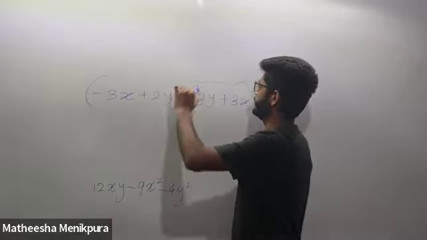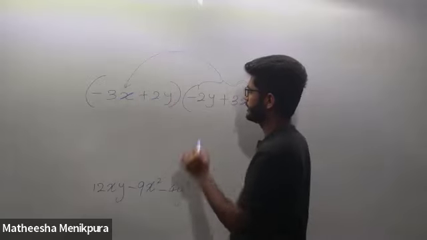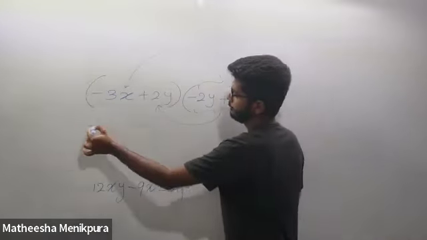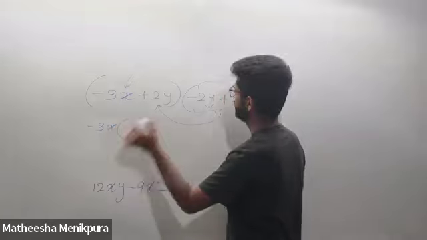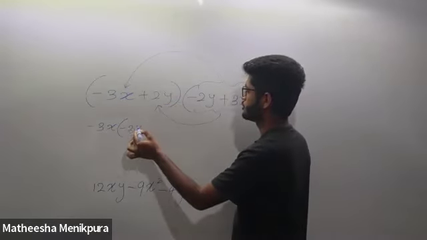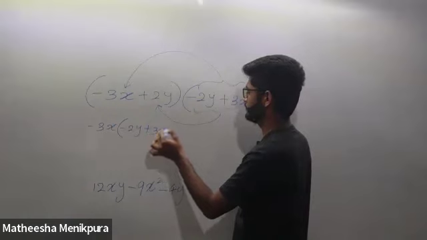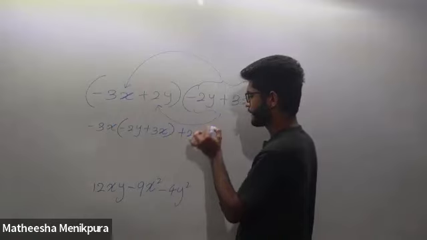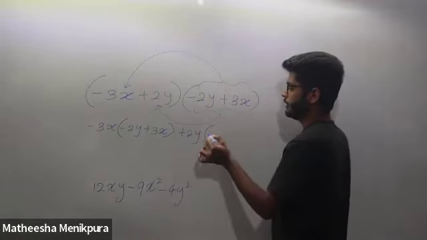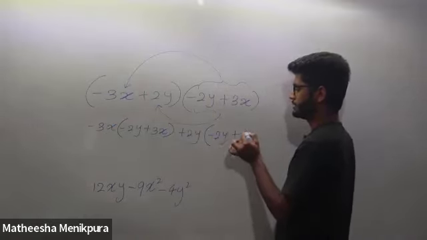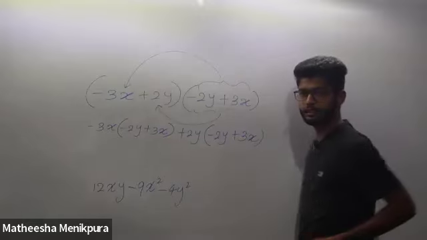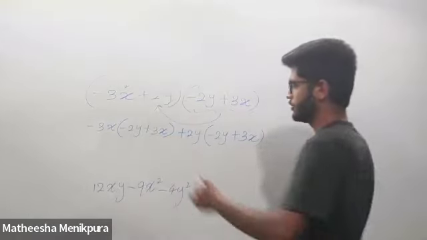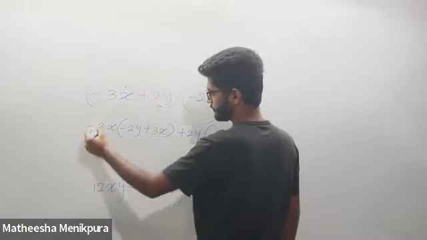So we'll multiply the whole bracket with minus 3x and the whole bracket with plus 2y. Minus 3x times minus 2y plus 3x. Here we have plus 2y, multiply that one by minus 2y plus 3x. So this form we are familiar with. We can remove the brackets by multiplying.